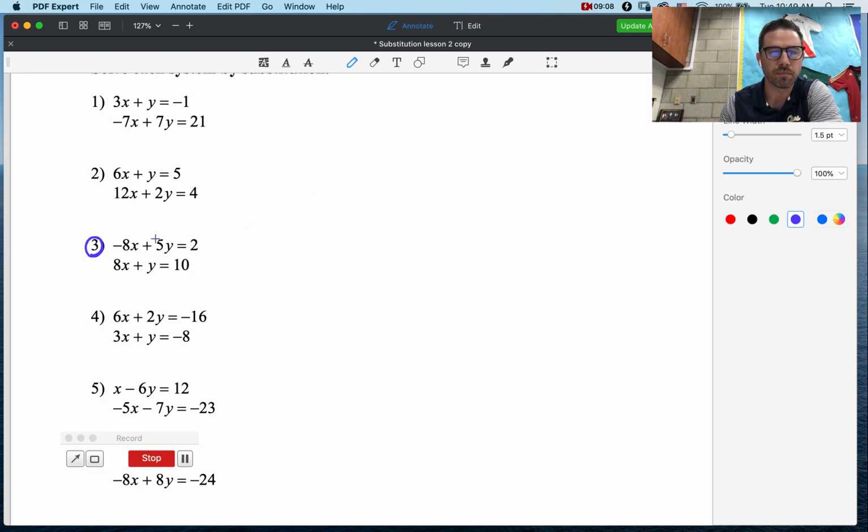Okay, so number 3, you should be able to see that the bottom equation has a y that's just by itself. So that's where we're going to start. We're going to start with this bottom guy. So I'm going to write it: 8x plus y equals 10. Remember, we want the y by itself. So I'm going to get this 8x over here. Minus 8x.